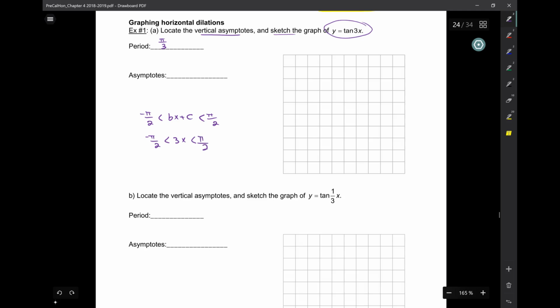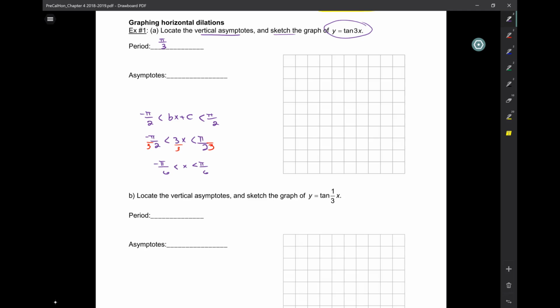Is this familiar so far? Right? Very similar to what we did for sine and cosine, except the endpoints are different. Okay? And now for a little bit of algebra: divide by 3, divide by 3, divide by 3. What I get is negative pi over 6 to pi over 6.